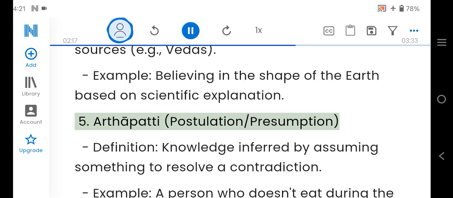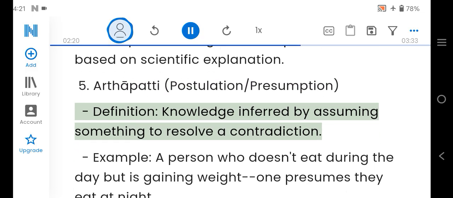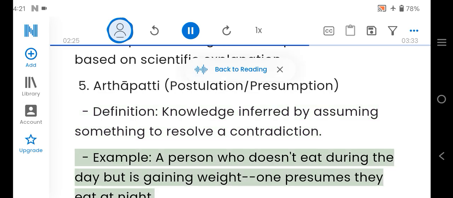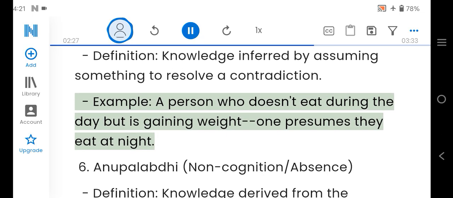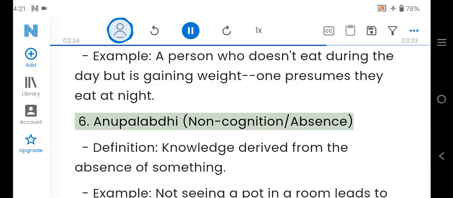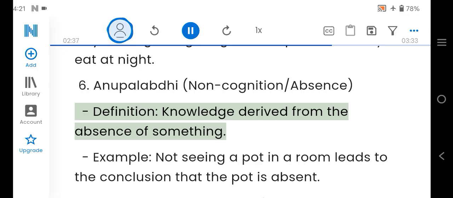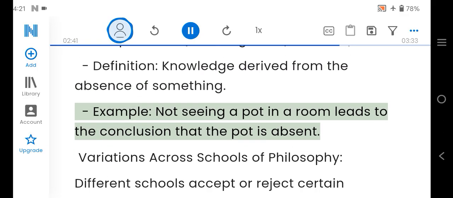5. Arthapatti, postulation, presumption. Definition: knowledge inferred by assuming something to resolve a contradiction. Example: a person who doesn't eat during the day but is gaining weight, one presumes they eat at night. 6. Anupalabdhi, non-cognition, absence. Definition: knowledge derived from the absence of something. Example: not seeing a pot in a room leads to the conclusion that the pot is absent.